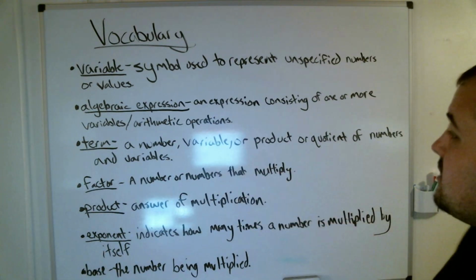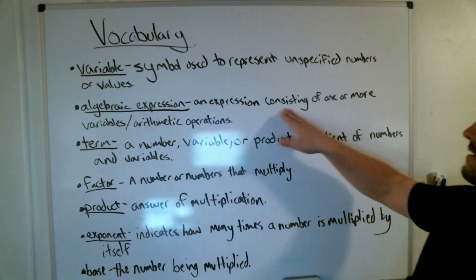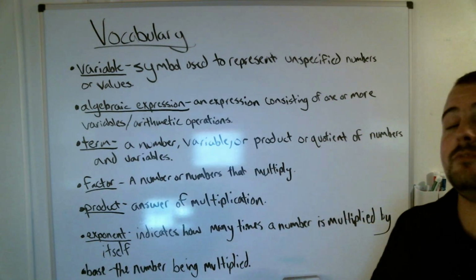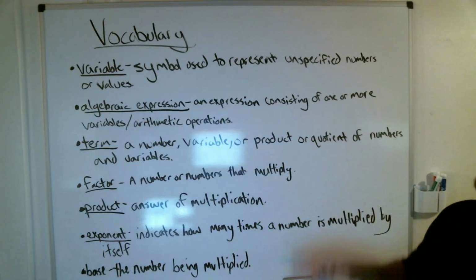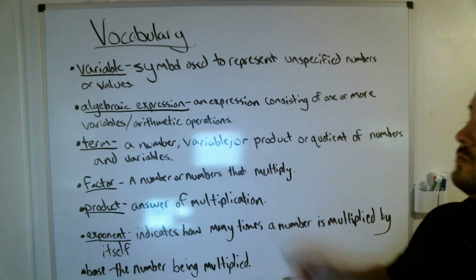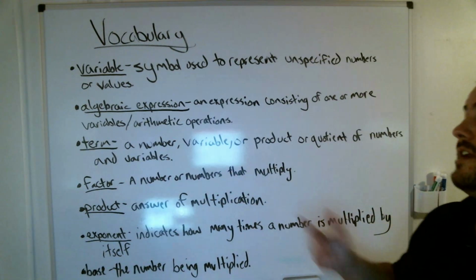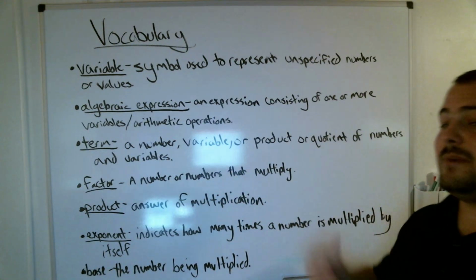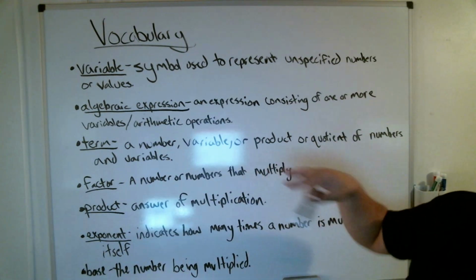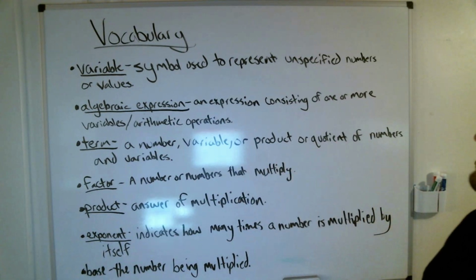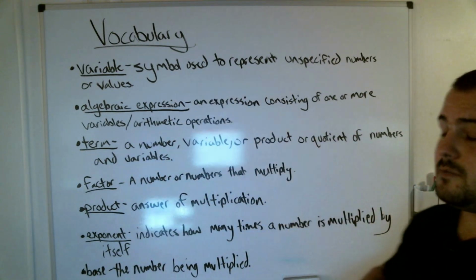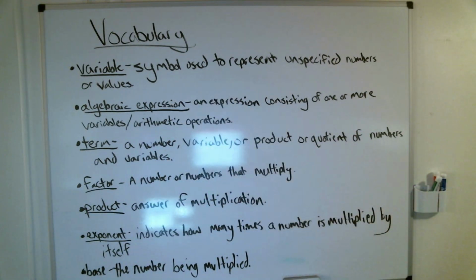An algebraic expression is an expression that consists of one or more variables. So if you see a problem that has many variables and it does not have an equal sign, that's an algebraic expression. Typically, algebraic expressions will have at least one arithmetic operation, and what I mean by that is adding, subtracting, multiplying, and dividing, and a variable. So if you see some type of adding, subtracting, multiplying, or dividing with a variable, you're looking at an algebraic expression that has arithmetic operations.